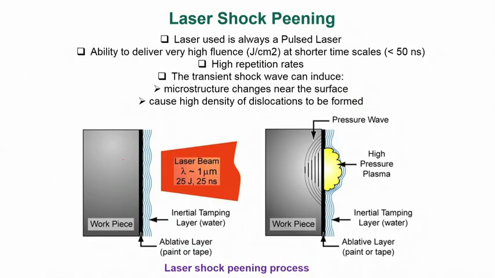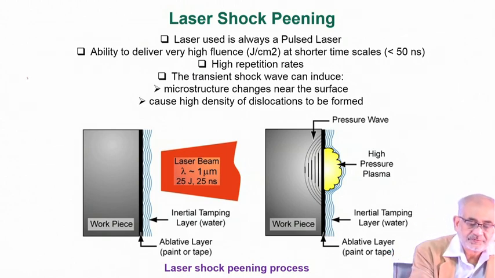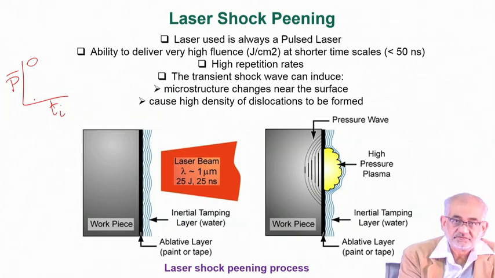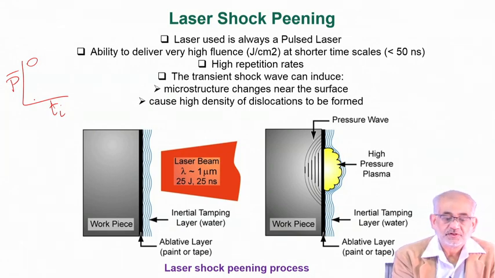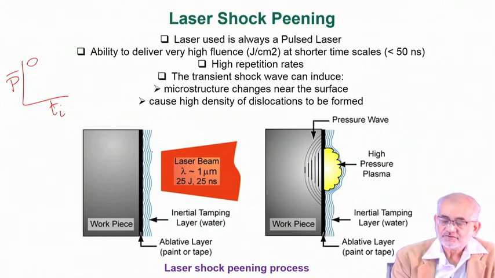Now, another very important process is shock peening. So I told you that in terms of power density and interaction time, if you choose a region which is very high power density but very small interaction time, of the order of a few tens of nanoseconds or so, but your power density is megawatt per centimeter square or even higher, then in that short period of time, you can create a shock wave onto the surface.